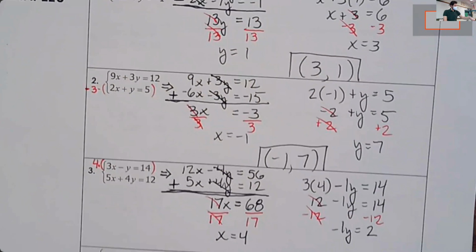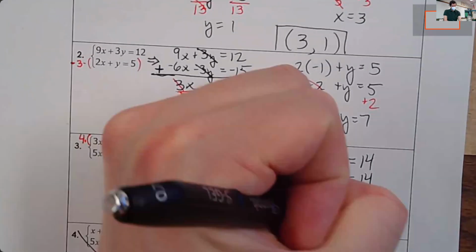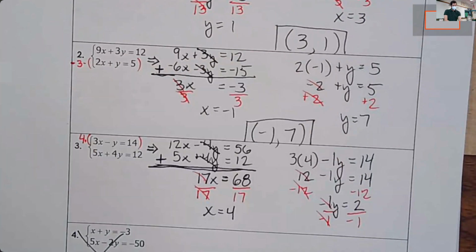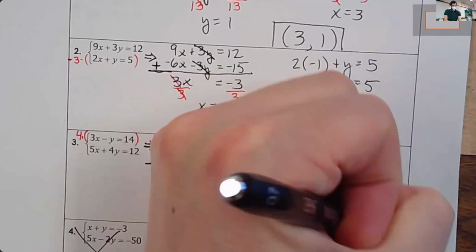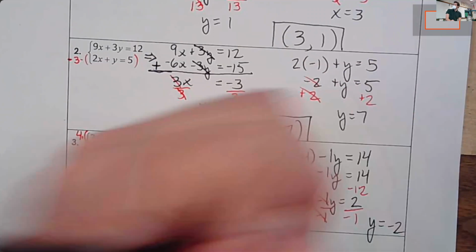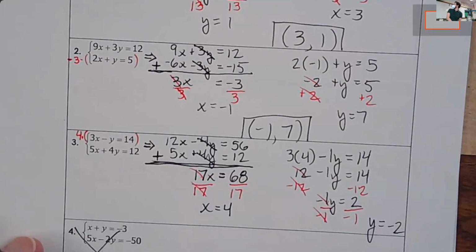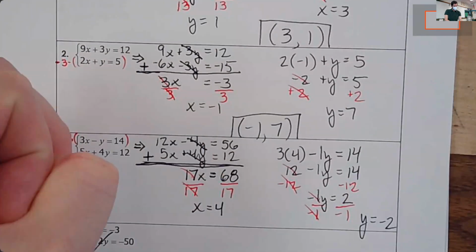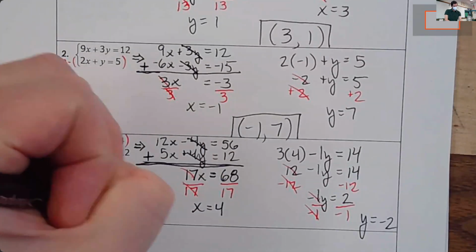And then the last thing we need to do to get y by itself is divide both sides by negative 1. 2 divided by negative 1 equals negative 2. So y equals negative 2. X is equal to 4. So our answer, let's write it off to the left here, 4, negative 2.